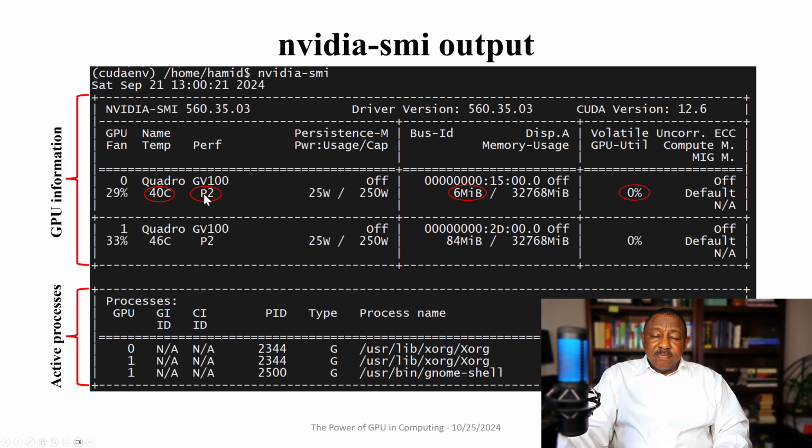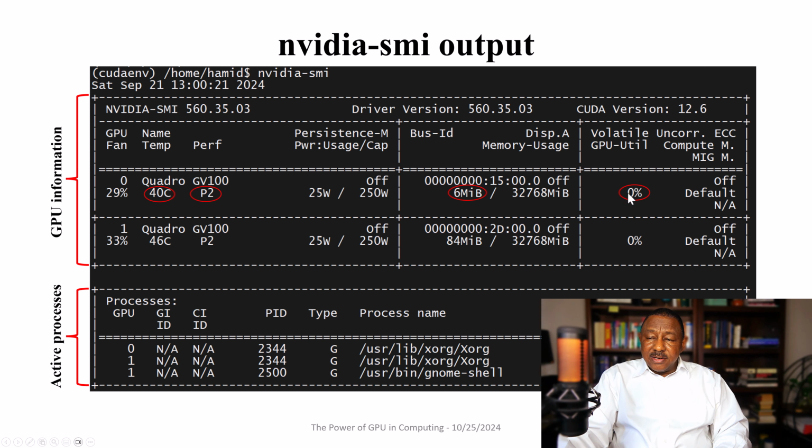And performance state P2 shows what performance level it is in, and there are different levels like P1, 2, 3, 4, and so on. This means the performance is suitable for computing. And here the circle shows how much of the memory has been used by the processes.